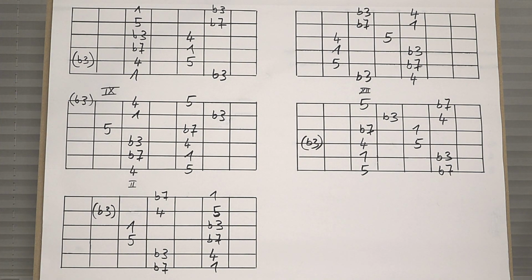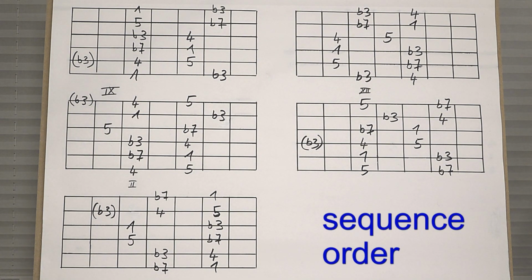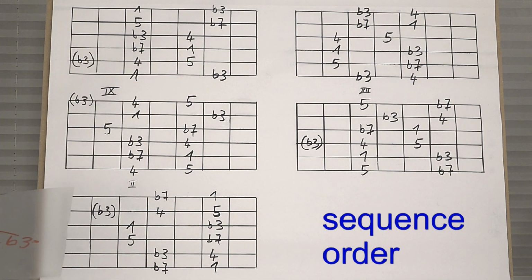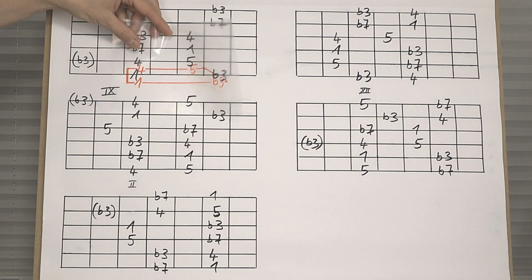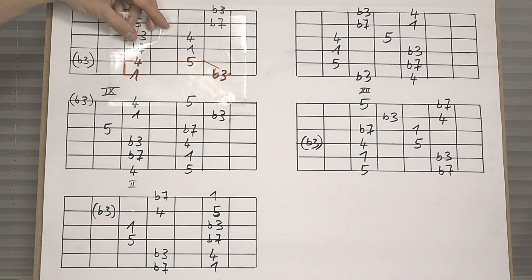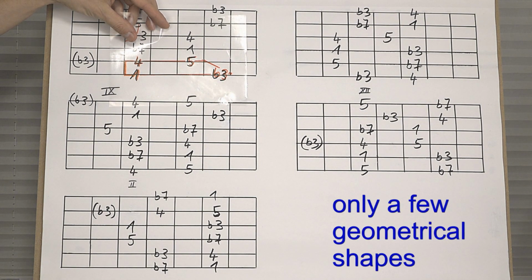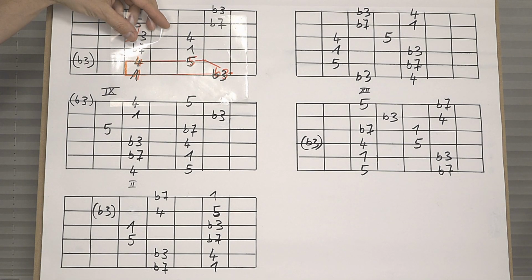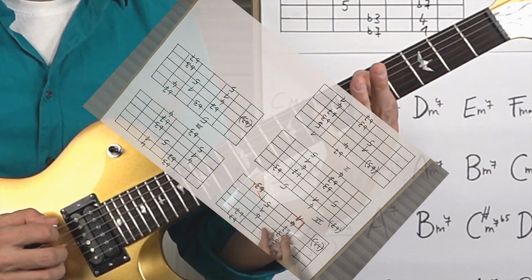Okay? This isn't that difficult because the sequence order is always the same. Root, minor third, fourth, fifth. And if we are taking a closer look, you will realize that there are only a few building stones, only a few geometrical shapes, and you'll find its equivalent or analogy for sure in most of the other positions as well. Like this, root, minor third, fourth, fifth.